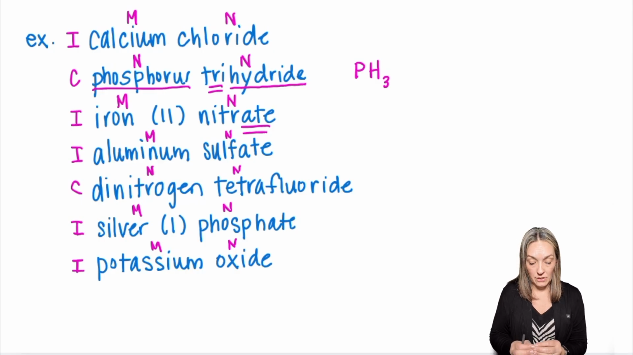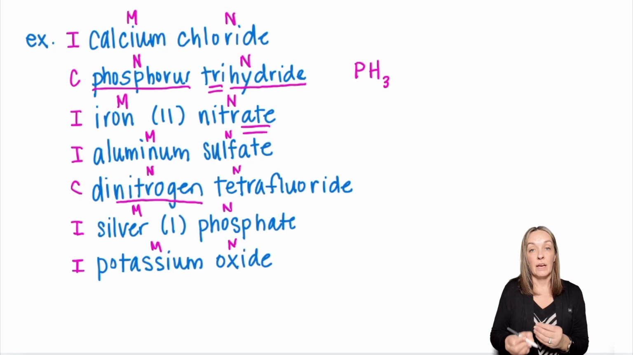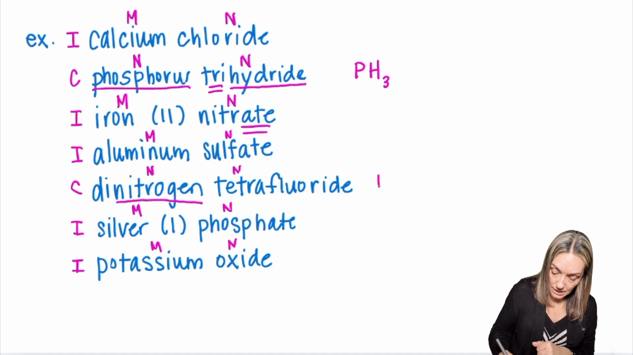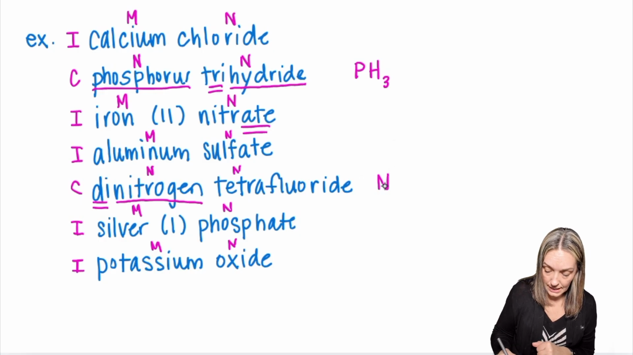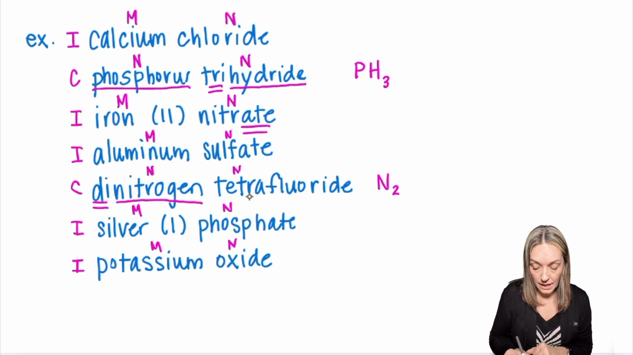Let's jump to my next covalent. My next covalent is down here. So again, 2 nonmetals. I am going to determine what element I have. Nitrogen, when I go to the periodic table, is N, and the di out front indicates that I have 2 nitrogens. I'm going to show that with a subscript in order to tell how many there are.